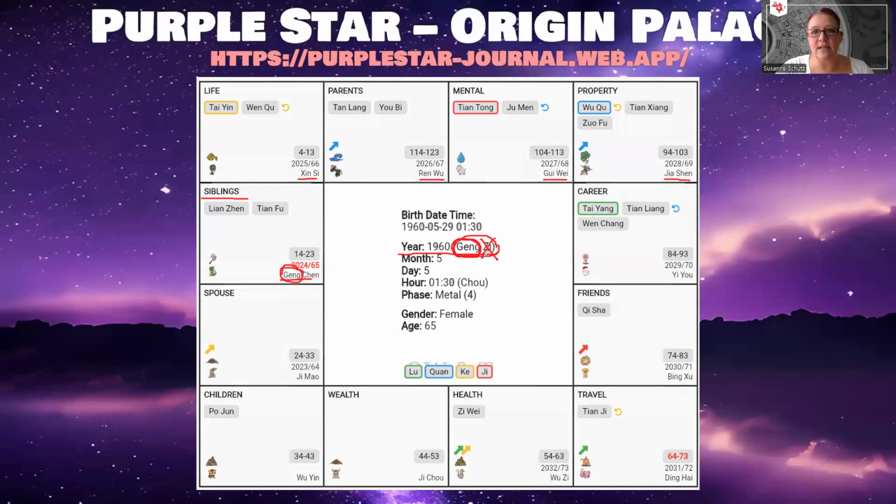All right. Forget about the rat here. This person is born in the metal rat year. And here it says metal dragon, not important. The metal Geng is the important part.